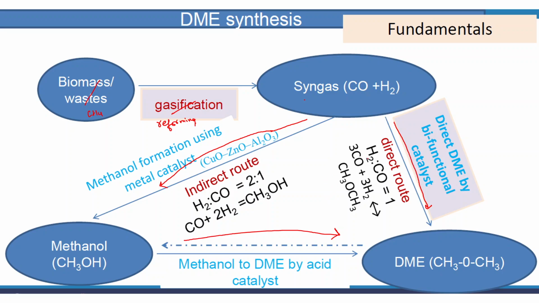So the reaction taking place in the direct route is this. And as we have seen, during the synthesis of methanol the hydrogen to carbon monoxide ratio is 2, but here the hydrogen to carbon monoxide ratio required is 1.